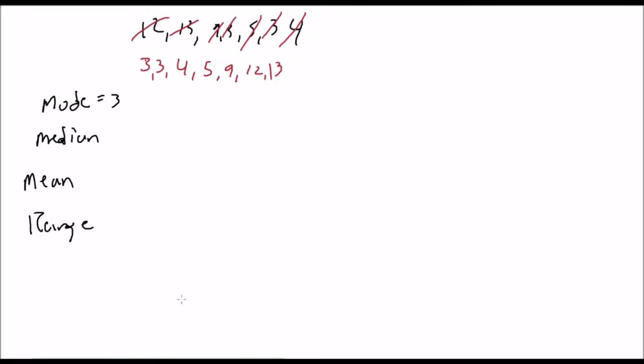Our mean, we'll do that last. And our range is high minus low, 13 minus 3, which is 10. Then our mean, we're going to have 3, 6, 10, 15, 24, 36, 49, and there are 1, 2, 3, 4, 5, 6, 7 numbers. 49 divided by 7 is 7. So let's switch back to our answers and compare what we have with what our options are.